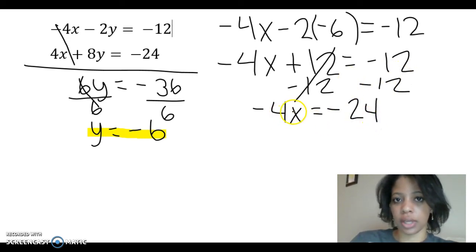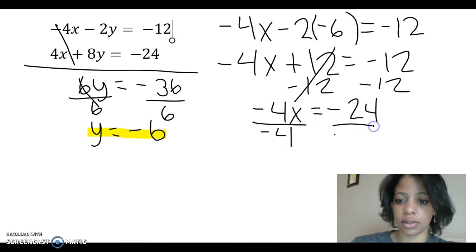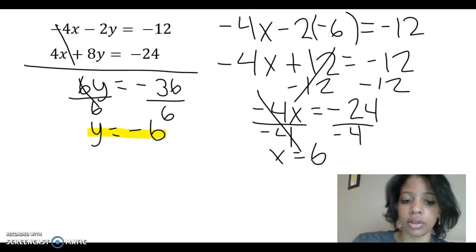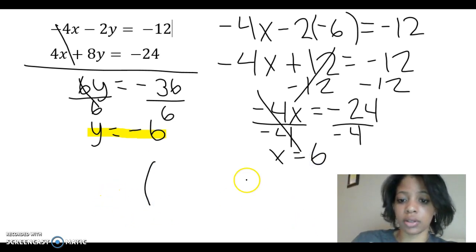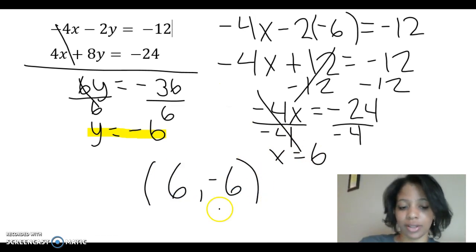And last thing we need to do to get x by itself is to divide both sides by negative 4 so that we can get rid of this negative 4. Make sure you're dividing by negative 4 on both sides. So this cancels out. All we have left is x equals negative 24 divided by negative 4. So negative divided by negative is a positive, and 24 divided by 4 is going to be 6. So our answer, put your x first and then your y. So it'll be 6, comma, negative 6 is our answer for number 1.